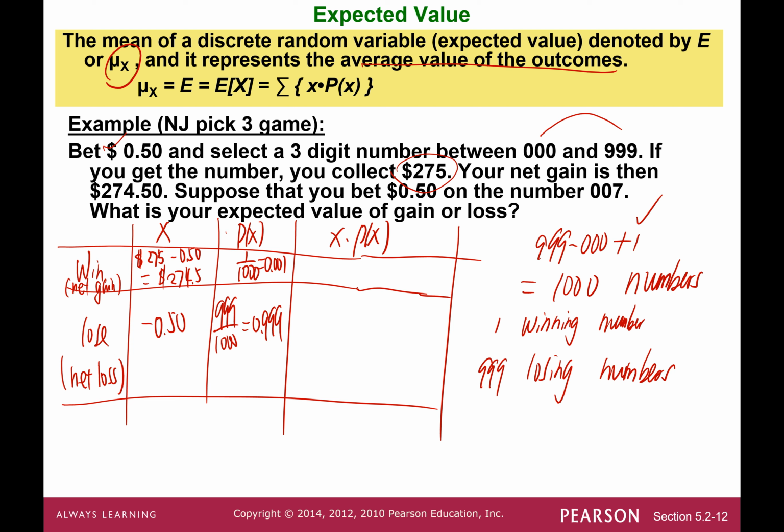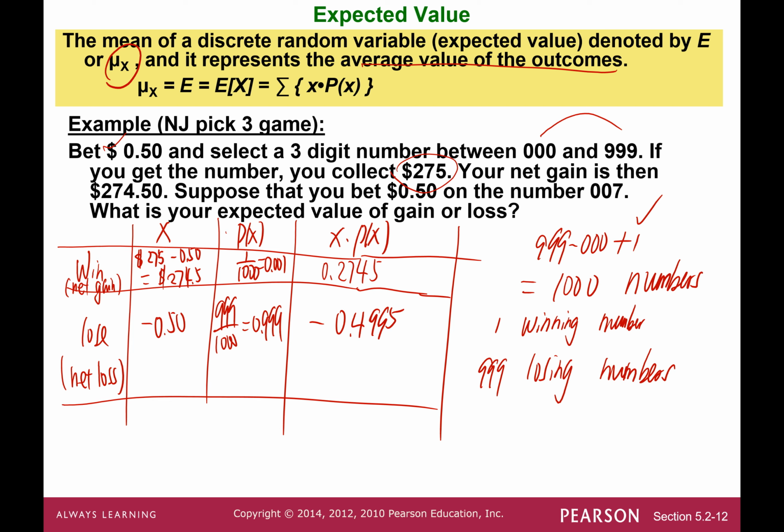Now you just multiply x and then P of x, the discrete random variable with the associated probability. So 274.5 times 0.001 becomes 0.2745. And negative 0.5 times 0.999, that's 0.4995. Negative 0.4995.